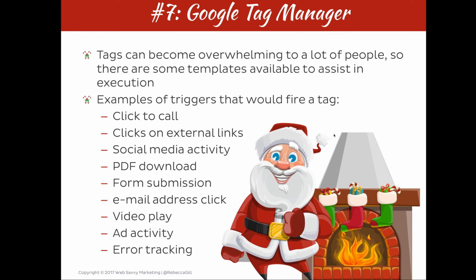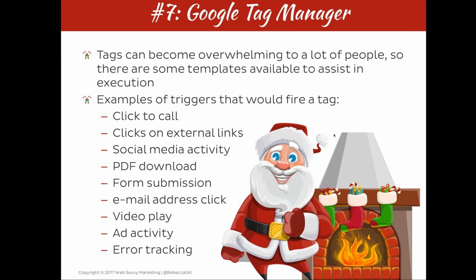So maybe you have a resource directory on your website and you're linking over to industry publications or your association, and you want to be able to show these people how much traffic you're actually sending to them. Having one of those triggers set up in Google Tag Manager would help you get those metrics and report that out to them. Other examples are social media activity, PDF downloads, and form submissions.